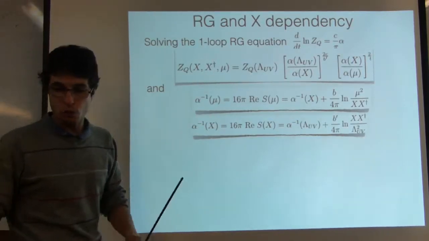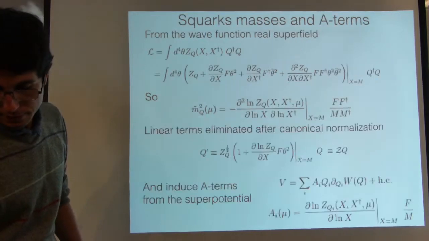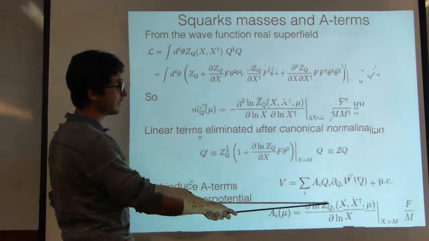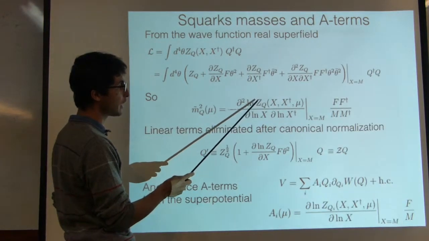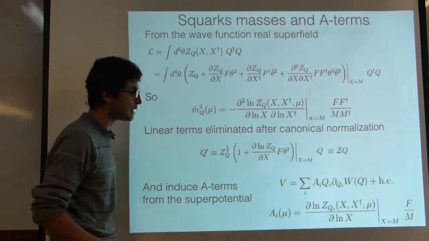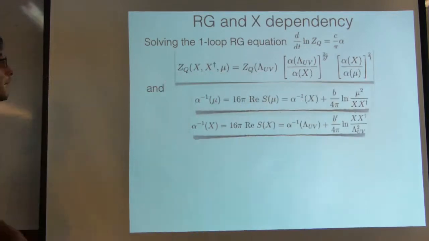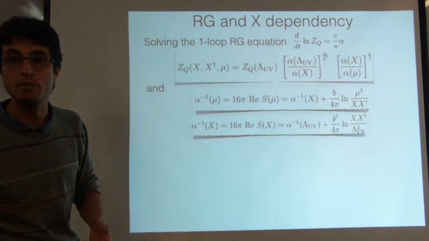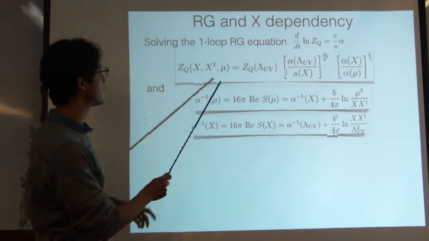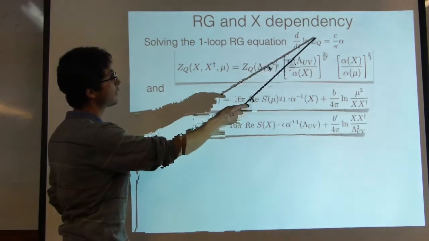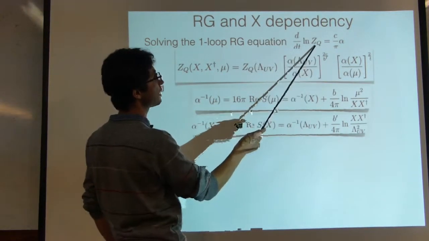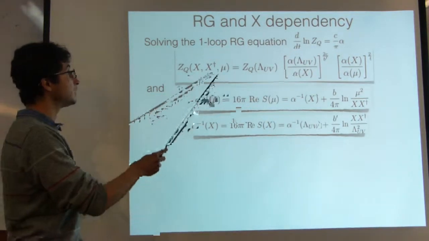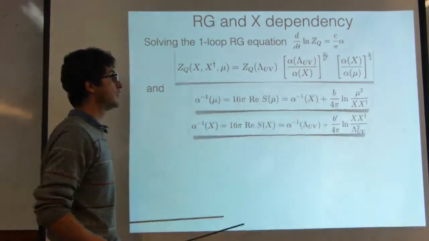So you see, if you want to compute these guys that I'm showing here, you have to get the dependence of the anomalous dimension of the wave function on X and X dagger, and this is done again by solving the RG equations at the level that you want. For example, this is the RG equation for the wave function at one loop, and you solve it.